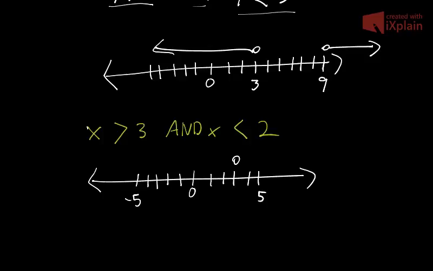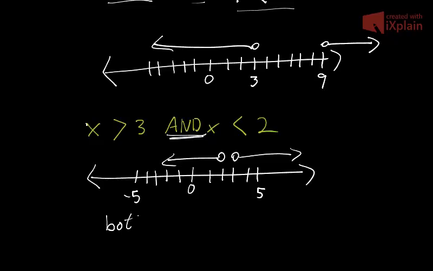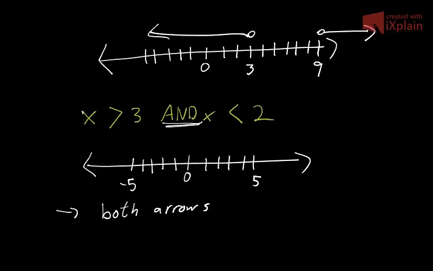So what we're going to have here is 2 is right here. So I'm going to start by x is greater than 3 would go this way. X is less than 2 would go this way. But and means, so when I see and, I need both arrows. There's nowhere on here that has both arrows, which means that my final answer would be this empty graph, which means there are no solutions. There are no numbers that are both greater than 3 and less than 2, which makes a little bit of sense.